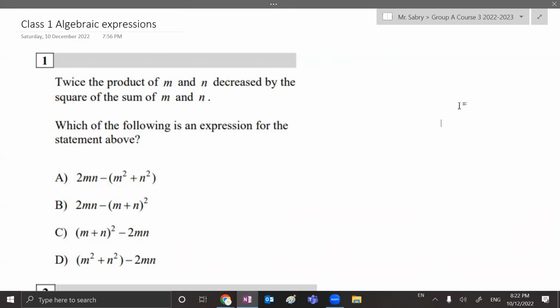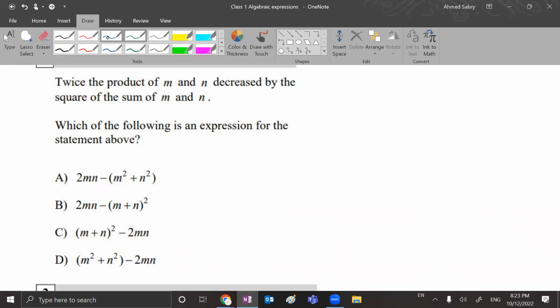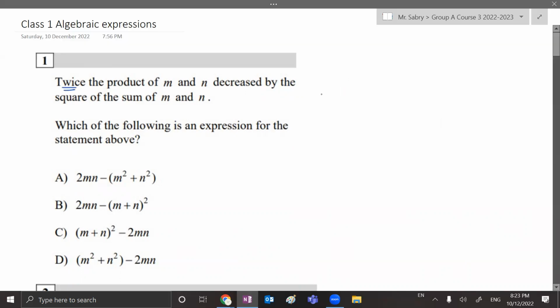I recommend that you read it part by part and work on each part separately to translate the words. So let's start with the twice. Twice what? Twice something. So 2 times something. Because of the word twice, it's 2 multiplied by something. Twice the product of m and n. The product of m and n means m times n, mn. So twice the product is 2mn.